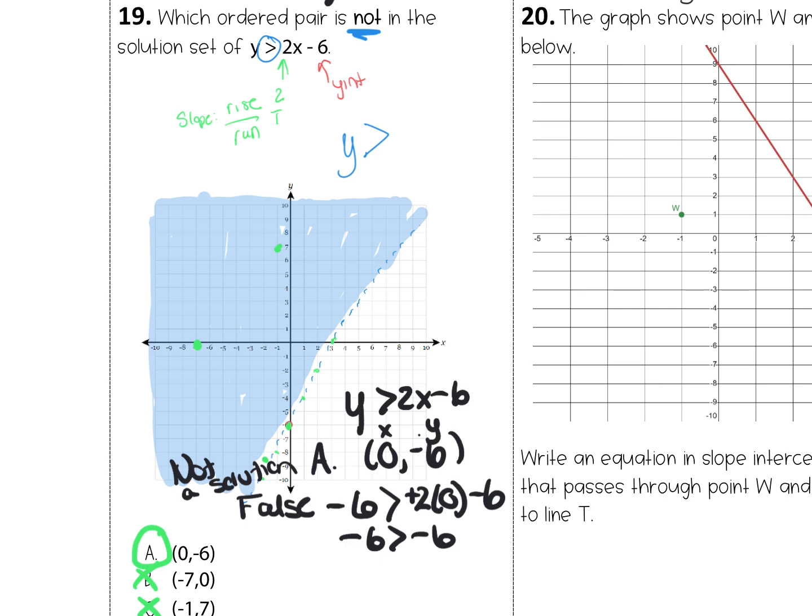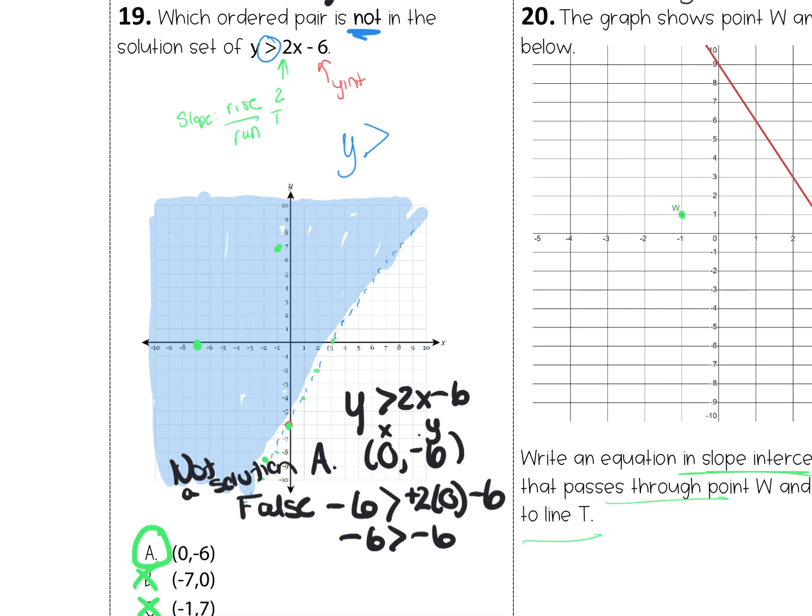Okay, number 20, last problem. The graph shows point W and line T below. So here's line T, and then point W, I'm going to use a different color. It's right here. Write the equation in slope-intercept form that passes through W and is parallel to T.